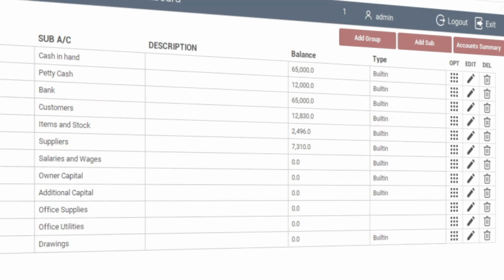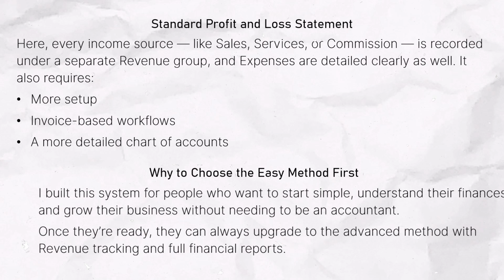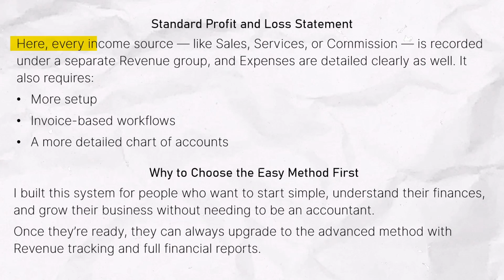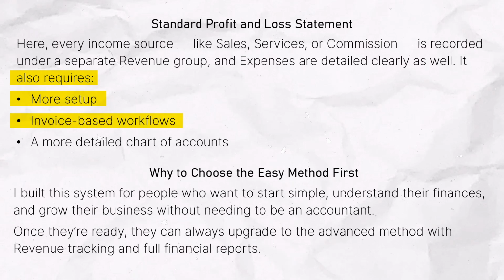The alternative is the standard profit and loss statement. Here, every income source, like sales, services, or commission, is recorded under a separate revenue group, and expenses are detailed clearly as well. It also requires more setup, invoice-based workflows, and a more detailed chart of accounts.